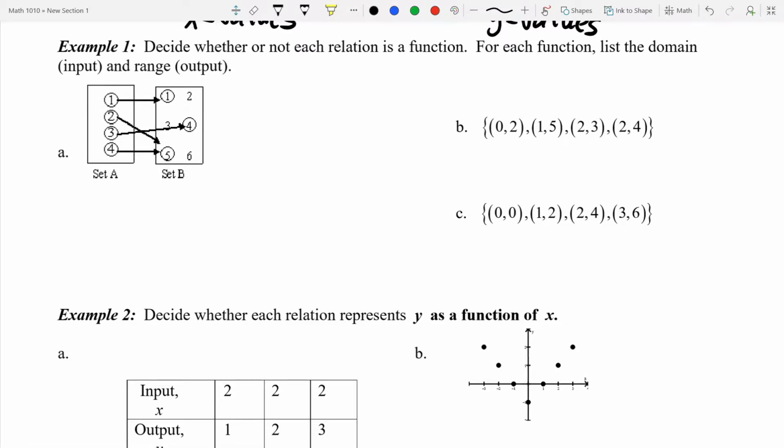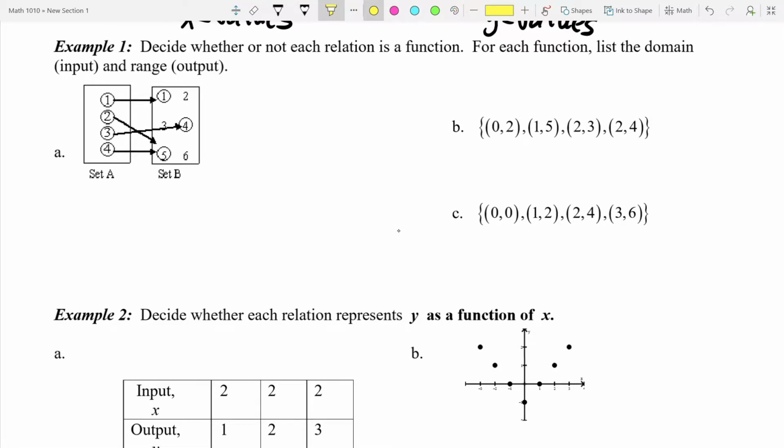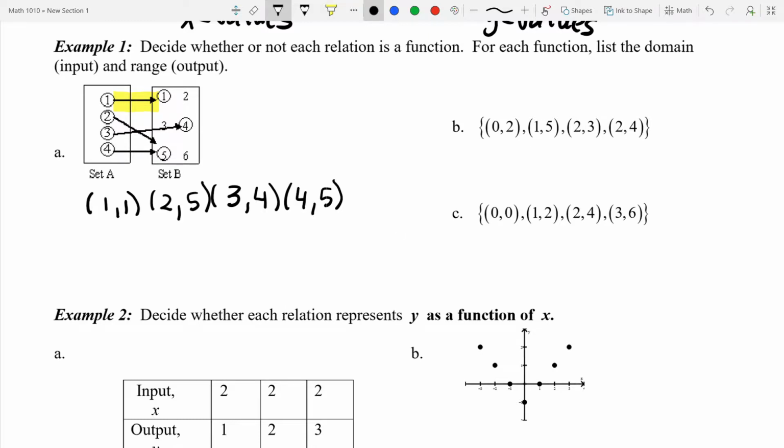Is this a function? Everybody watch right here and look. See this line right here? It starts at 1 and it goes to 1. So that would be the ordered pair (1, 1). The next line starts at a 2 and it goes to a 5. The next one starts at a 3 and it goes to a 4. And the next one starts at a 4 and it goes to a 5.